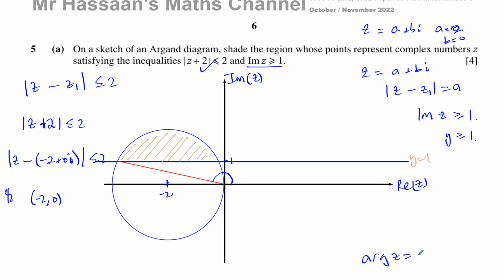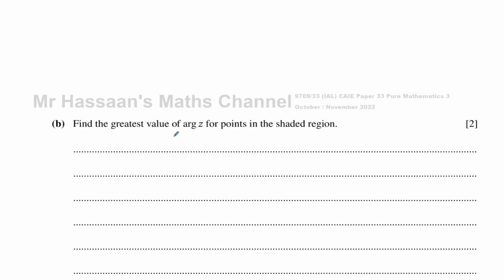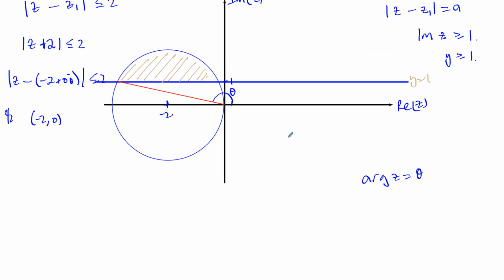Let's call the argument of z theta. So we need to find the angle theta, where it's going to be the biggest possible value, the greatest value of the argument of z. We're looking for this angle over here. This is the angle we're looking for. So how to find this angle, that's our objective now.